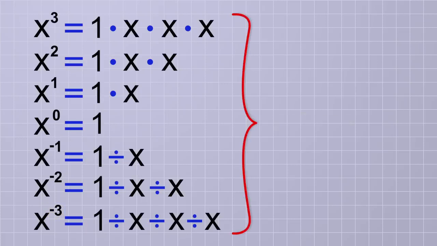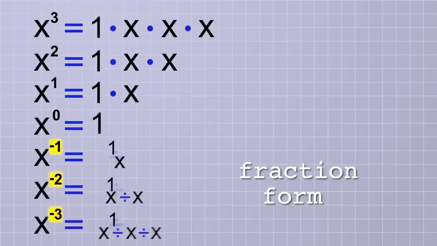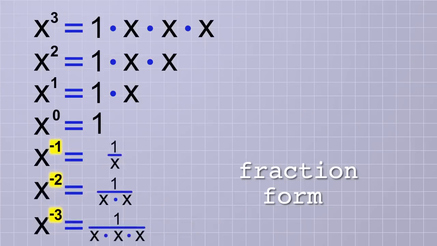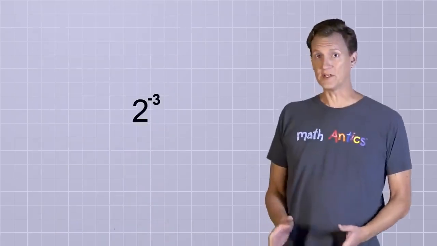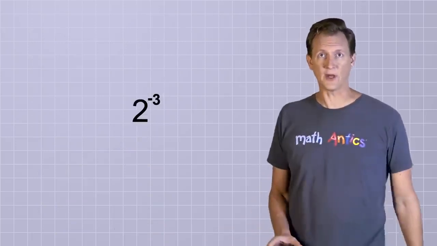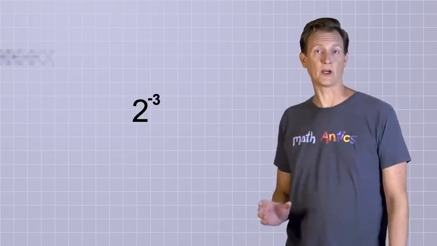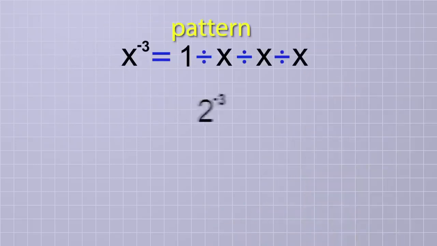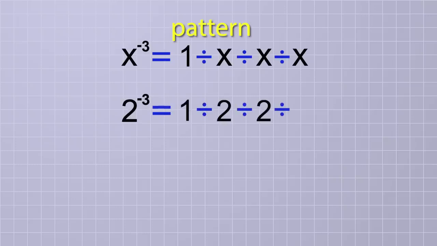Seeing it like this makes the pattern clear, but mathematicians prefer to express negative exponents in fraction form, where 1 is divided by the same number of x's multiplied together. But since those multiplied x's are all on the bottom of the fraction, you're actually dividing by all of them. Here's an example that will help you see that that's true. 2 to the -3rd power. Let's first try that as a repeated division problem like our pattern shows us. We always start with a 1, so we would have 1 divided by 2 divided by 2 divided by 2.